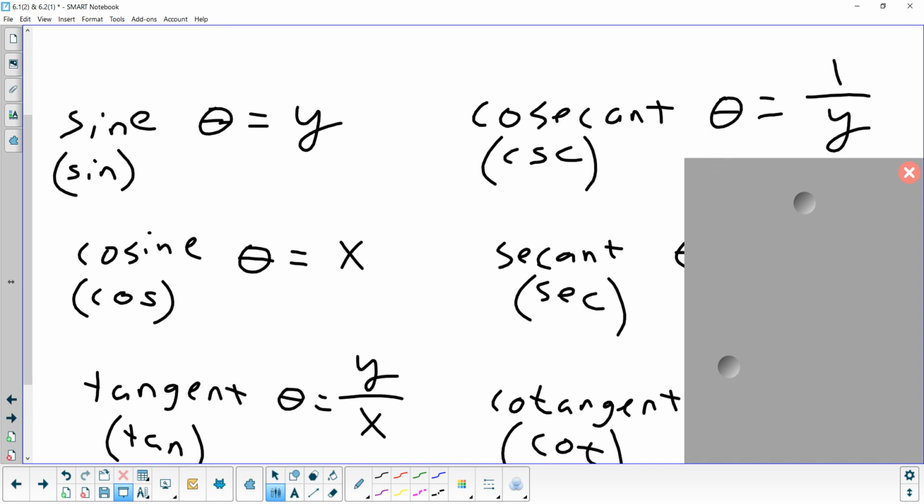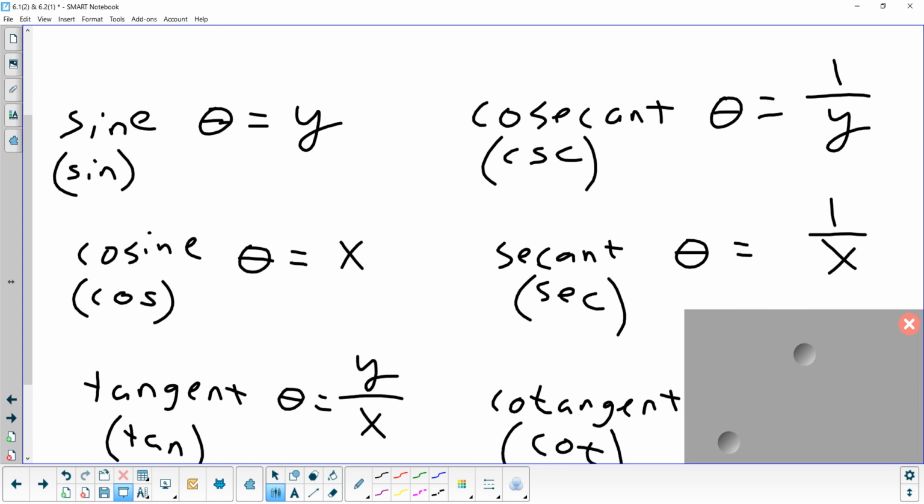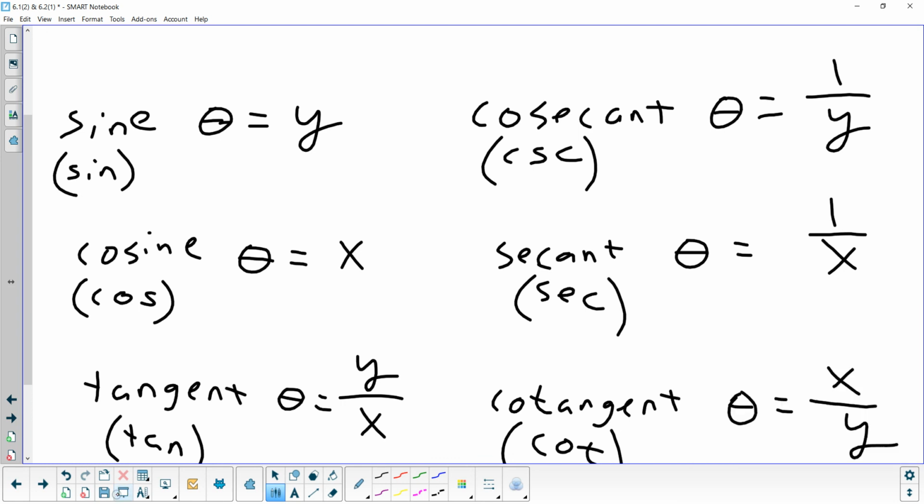Cosine is the reciprocal of sine. Secant is the reciprocal of cosine. And cotangent is the reciprocal of tangent. So what would cotangent be? X over y, yeah.